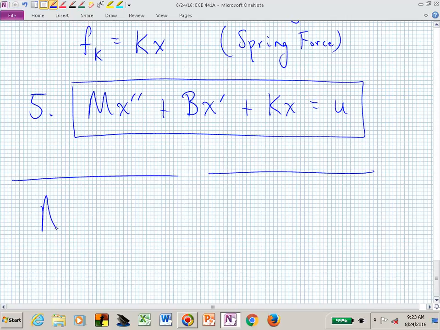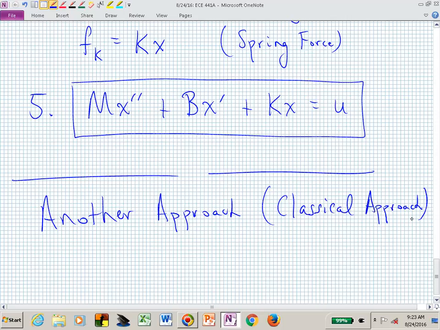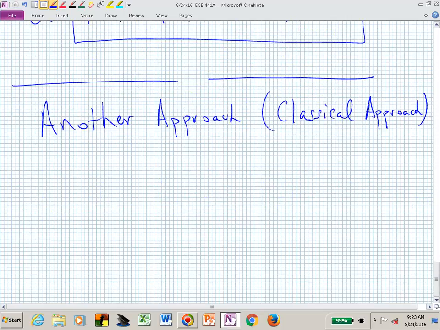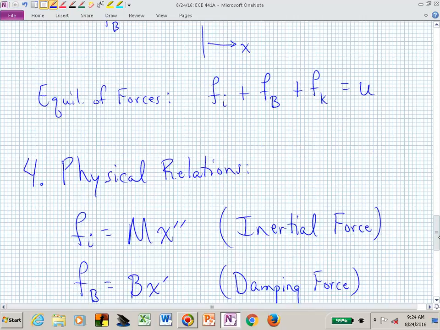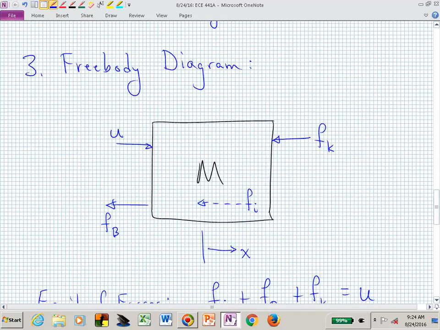If you are remembering your physics and you're going, I don't like that, I want my sum of the forces to equal mass times acceleration, that's another approach, or I'll call that the classical approach. But you get the equivalent. Here you have the sum of the forces equal mass times acceleration. And now, what are the forces if we do not worry about the inertial force, since that's really the mass times acceleration?